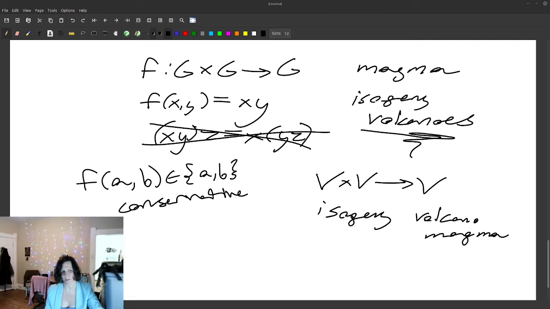I'm glad that I was able to share this meaning of the word conservative. To my knowledge, it doesn't have anything to do with any of the other uses of conservative in math. Like, I don't think it's related to conservative vector field in any obvious way or anything like that. It's just another use of the word conservative, because it conserves the elements that are plugged into it. I don't know.